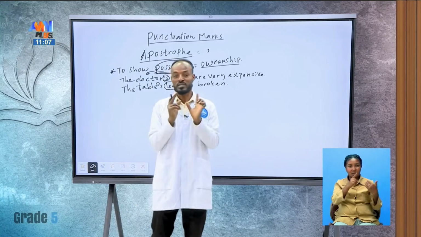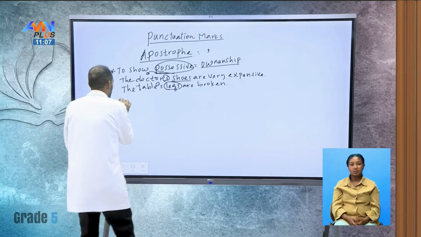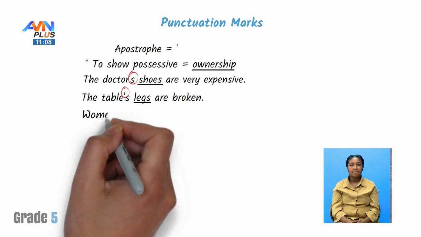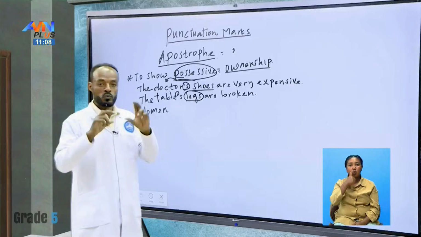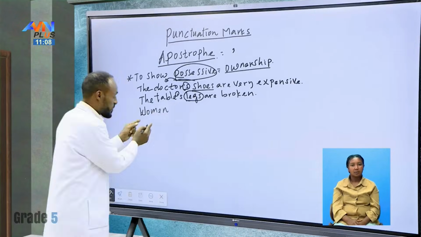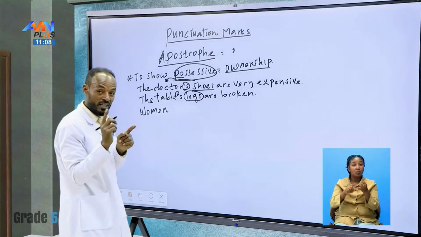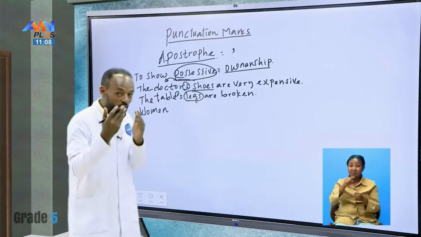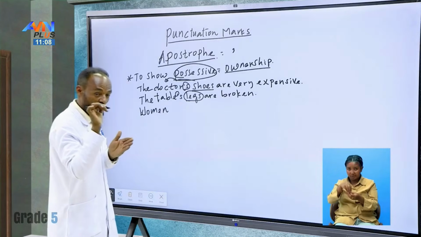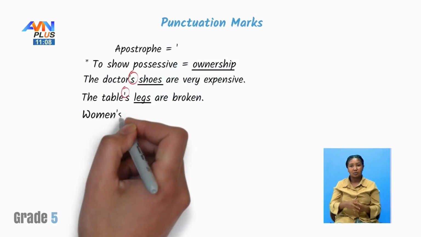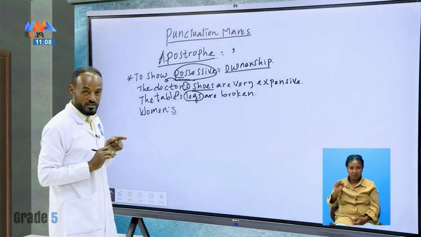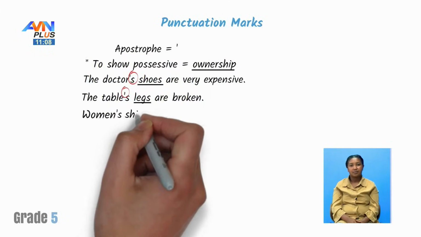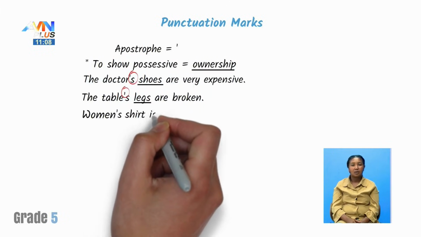So in this case, what if the subject is plural? If the subject is plural, for example, maybe we can say women. This one is plural. It ends in what? It ends in N. But if it ends in S, we simply add an apostrophe. So we still use apostrophe S here. Woman's shirt. The woman's shirt is old.